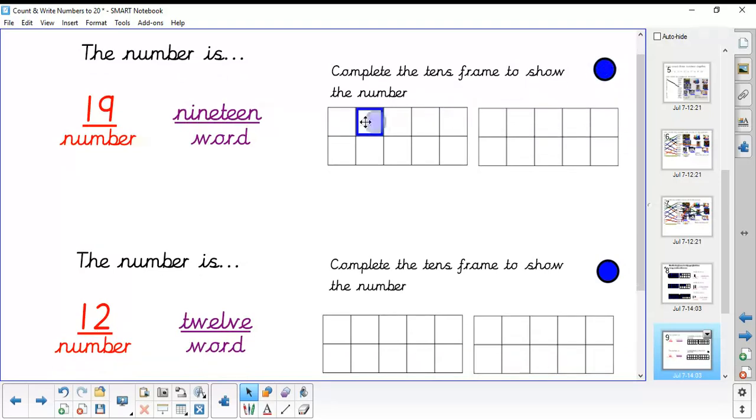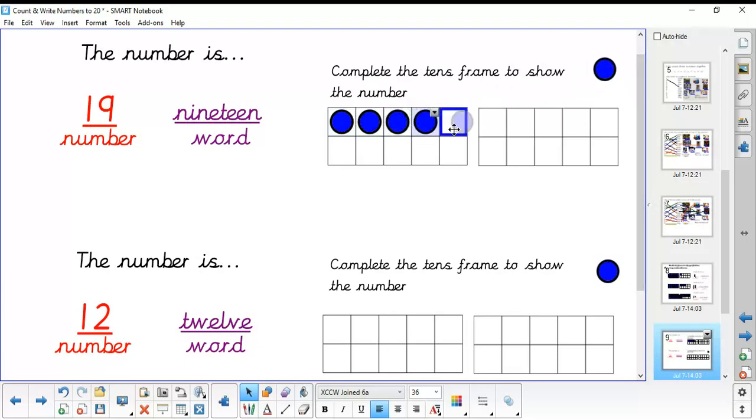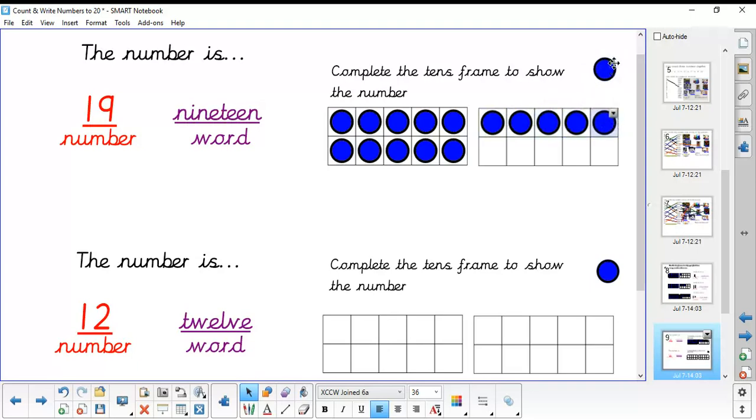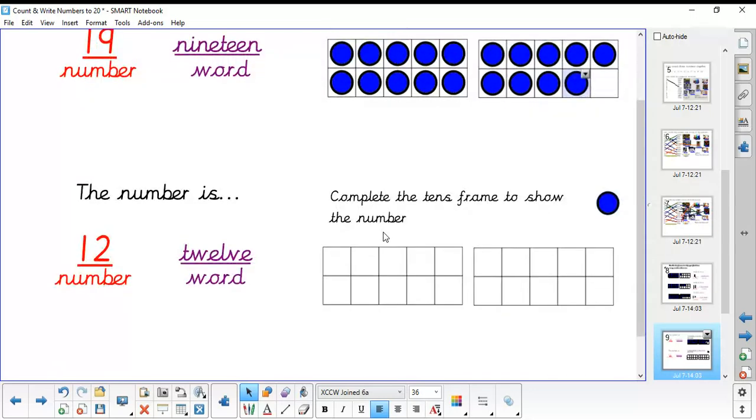Okay, so here we go. So I know fine well that I need to fill this in. So 1, 2, 3, 4, 5, 6, 7, 8, 9, 10, 11, 12, 13, 14, 15, 16, 17, 18, 19. And the next one, again, pause the video.